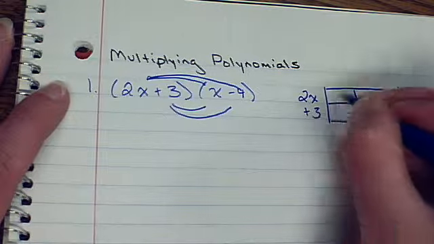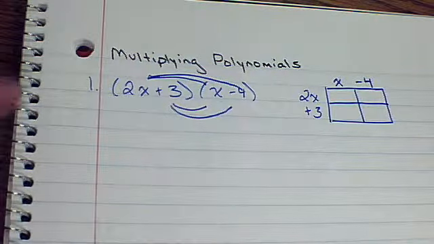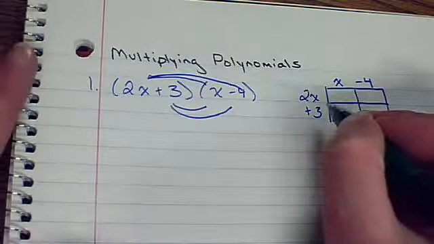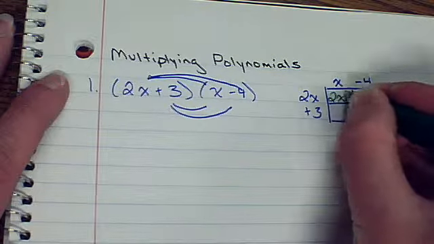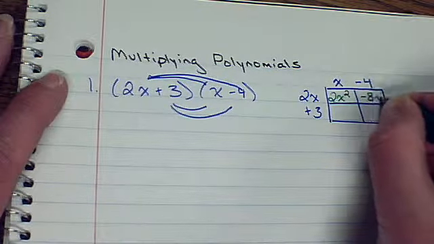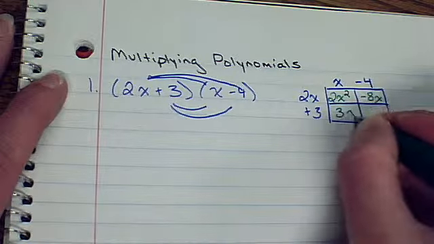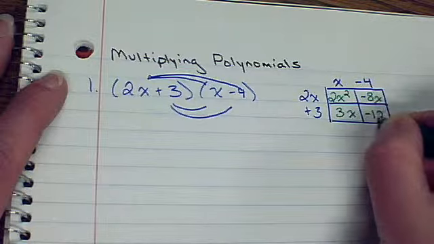You can use it if you like. 2x plus 3, and then the other one was x minus 4. It's kind of like what you would use in science or whatever, but it's a multiplication box. 2x times x gives me 2x squared. 2x times negative 4 gives me a negative 8x. 3 times x is 3x. And then 3 times negative 4 is going to be negative 12.